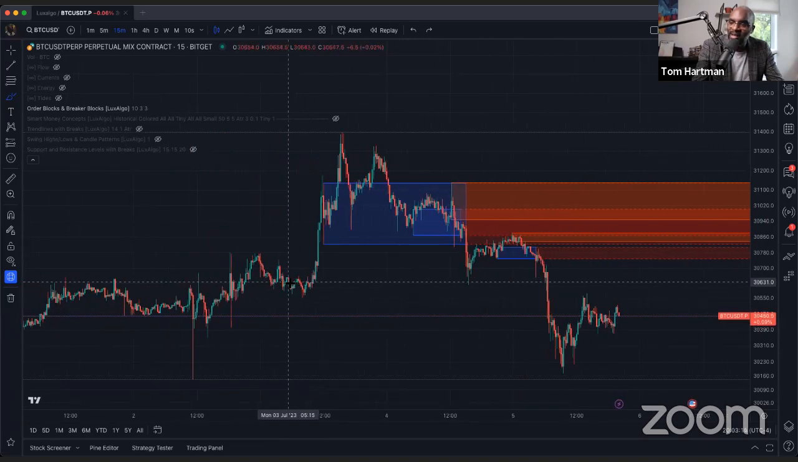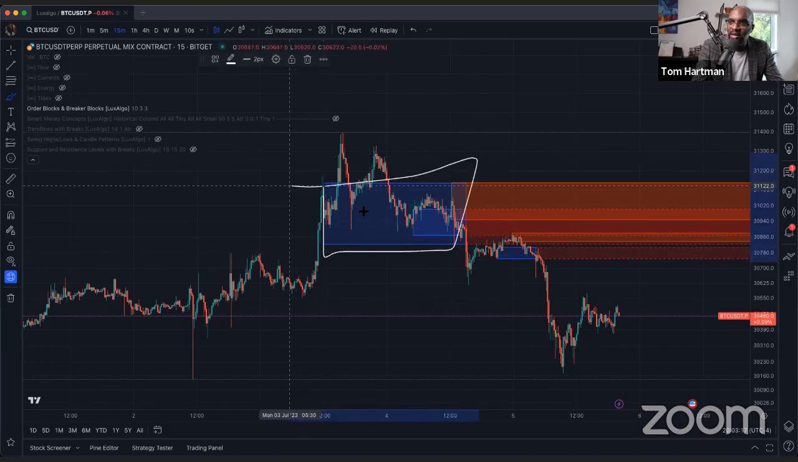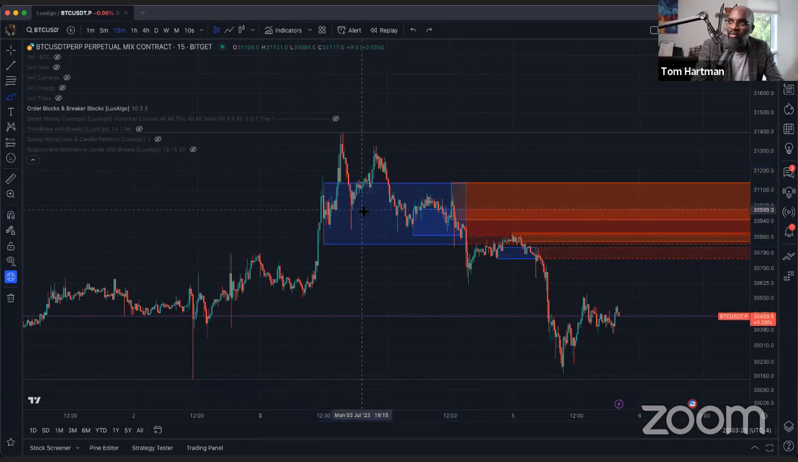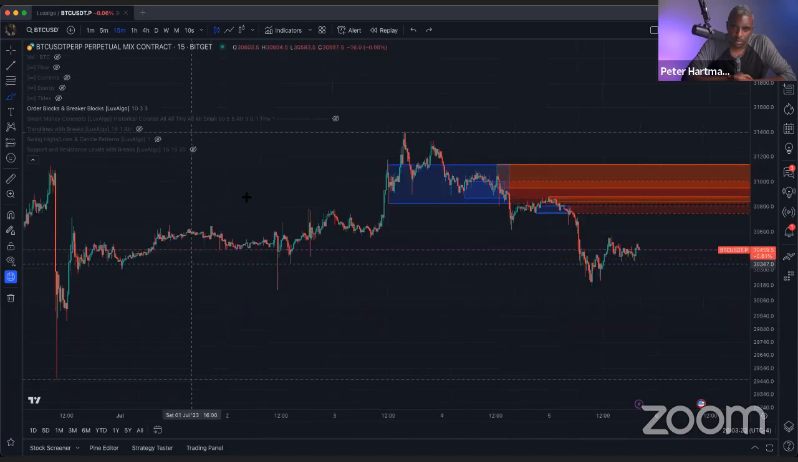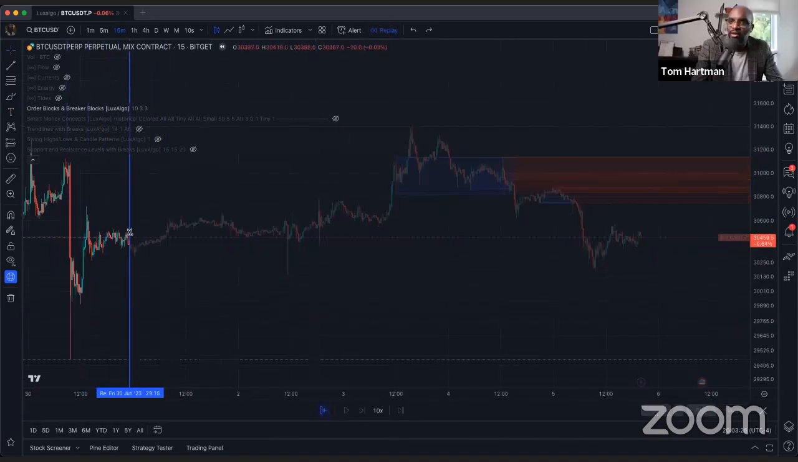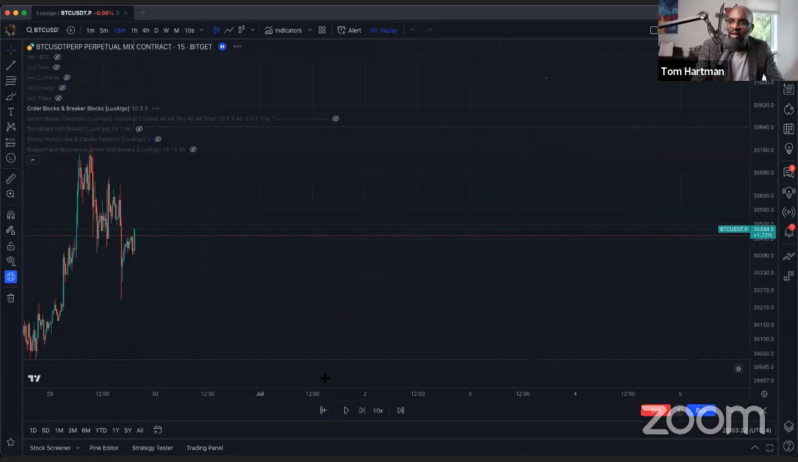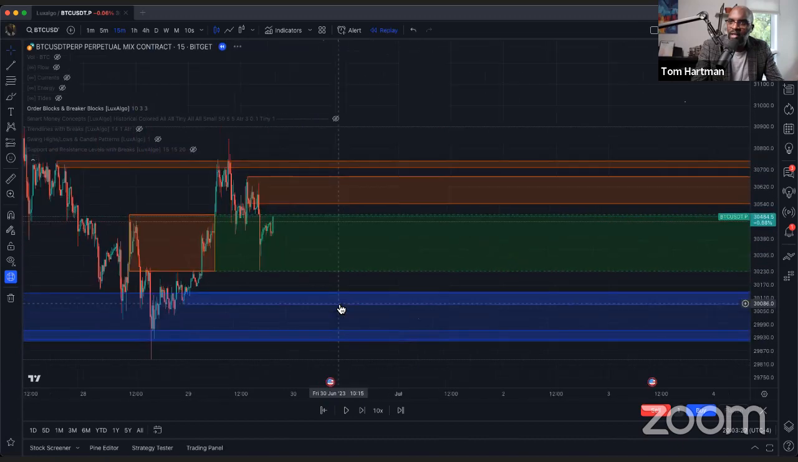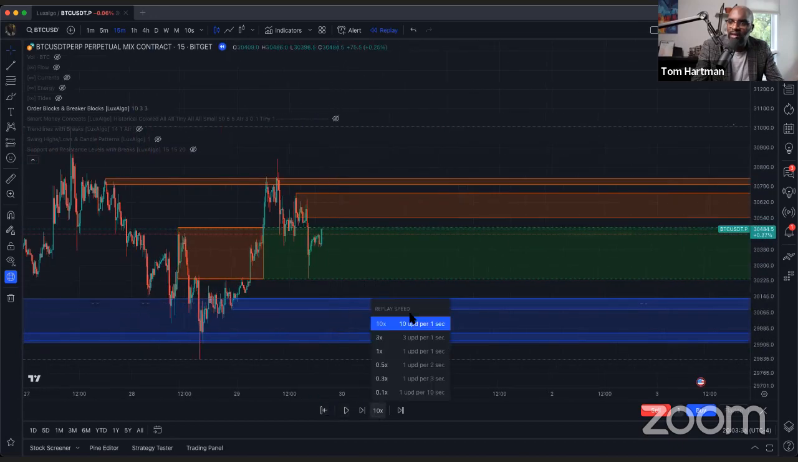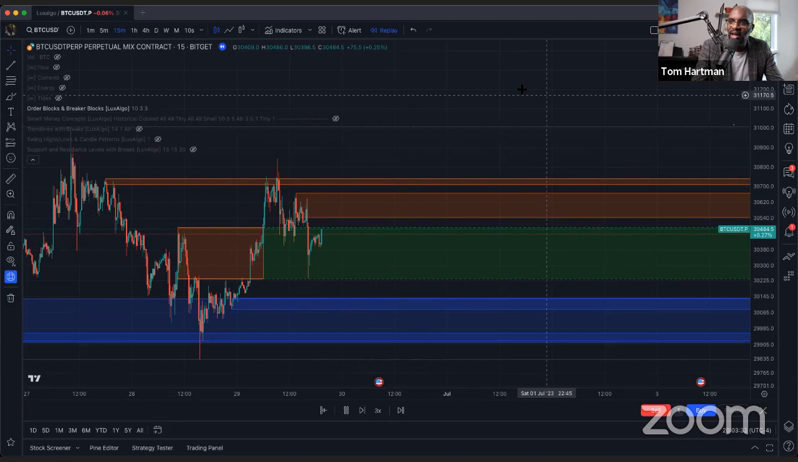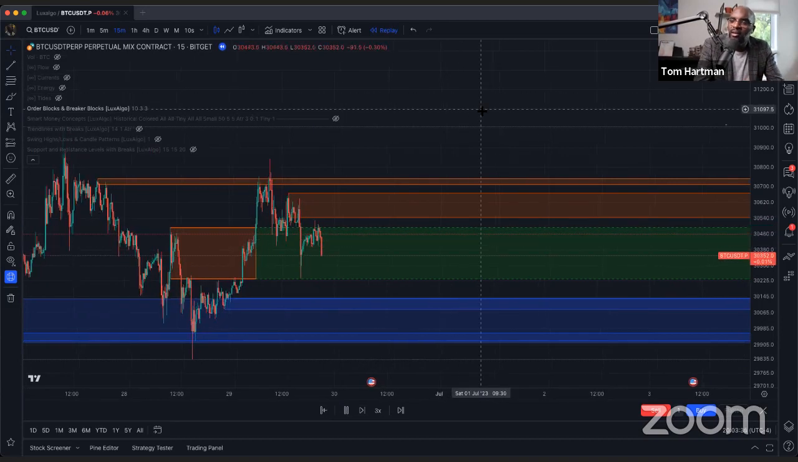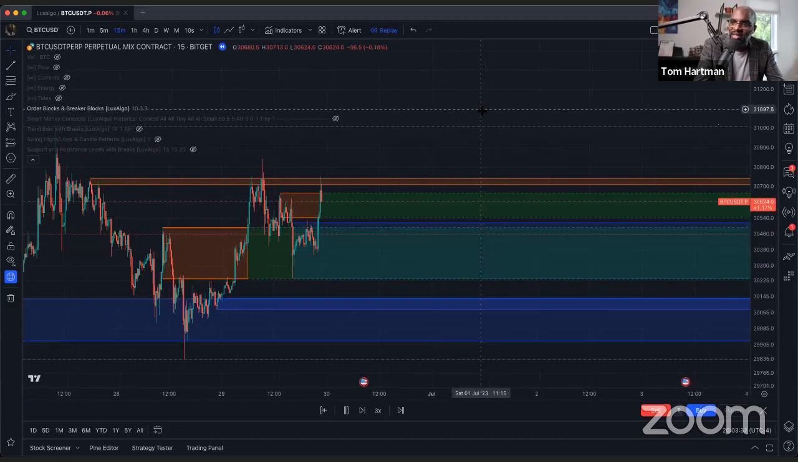Just because this is a big area doesn't mean that the order block is strong. It doesn't give you that information. If I were to replay this chart and start playing it, there's tons of order blocks. Now, you tell me if you're seeing any sort of indication here. So right now the price is inside of an order block.